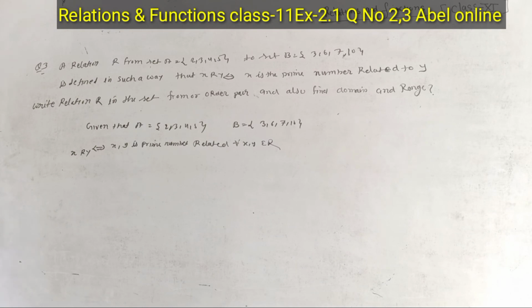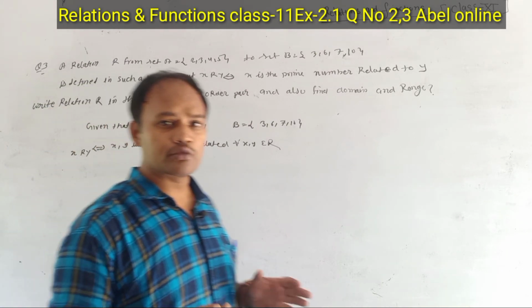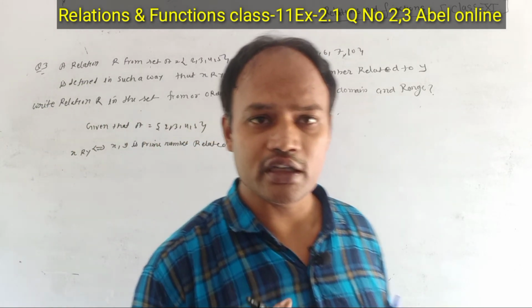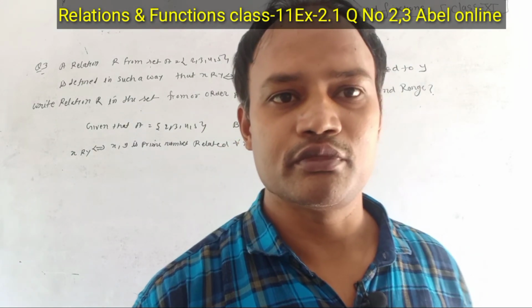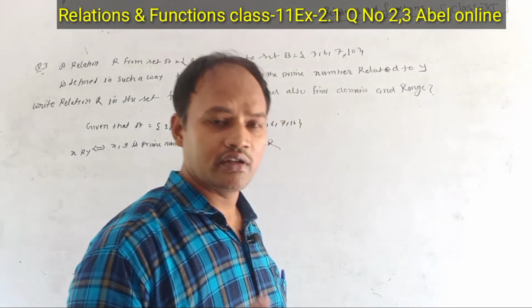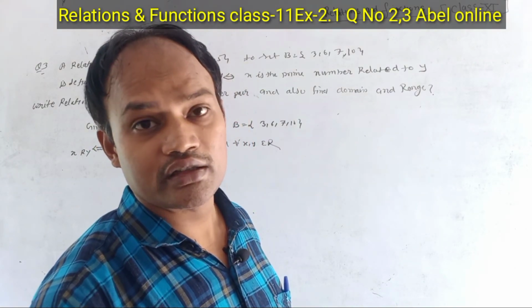So how can we solve? Let's see. Two numbers a and b are called co-prime if there is no common factor except 1. So there should not be any common element, only one element should be common, that is 1. Okay, so it is called co-prime. When we say co-prime, always remember that only 1 should be common, nothing else.